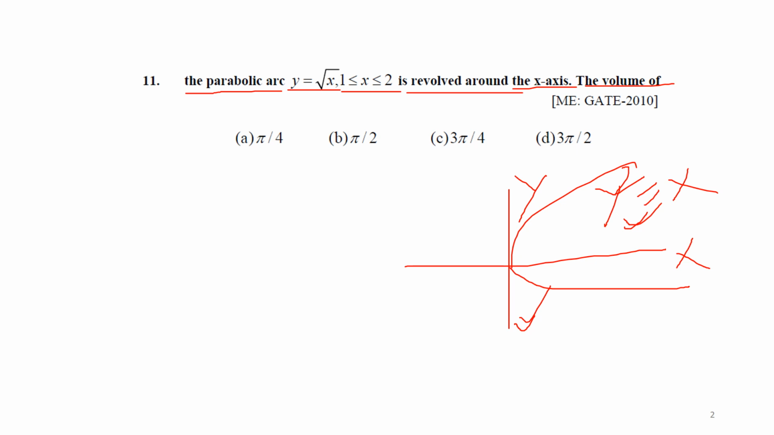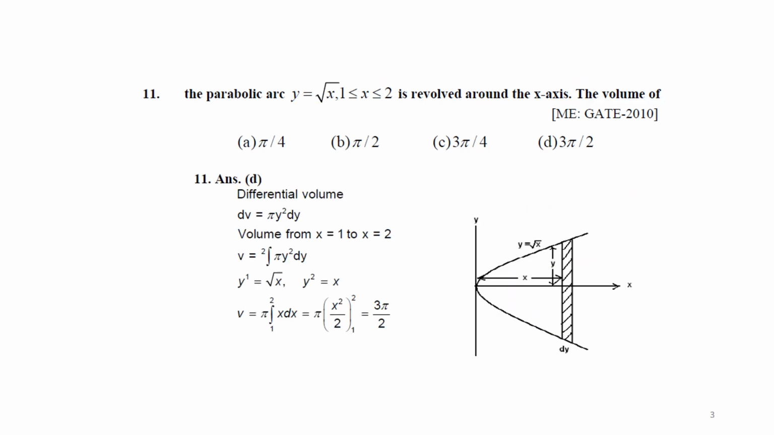They are asking about revolving it around the x-axis. So what is the volume of that? That volume they are asking. Let's see that. This is the plot of this parabola, and this is the equation which is given. You can also get y square is equal to x. So you can take a small element dy, and the volume of this parabola will be dV equals pi y square dy.